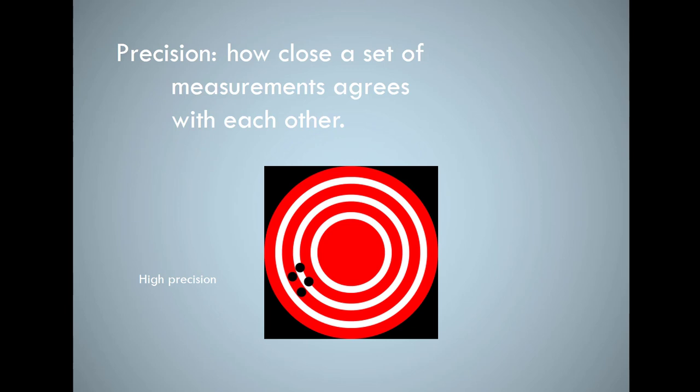So we have some error involved between the bullseye and where the target hit. Precision. Precision is something totally different. Precision is how close a set of measurements agrees with each other. So you would have a set of shots, not just one, a set, and you can compare how close they are. So right here we see this target has very high precision because most of these shots were very close to each other, but you can see that it didn't hit the bullseye. So we would say that the accuracy is poor, or low.